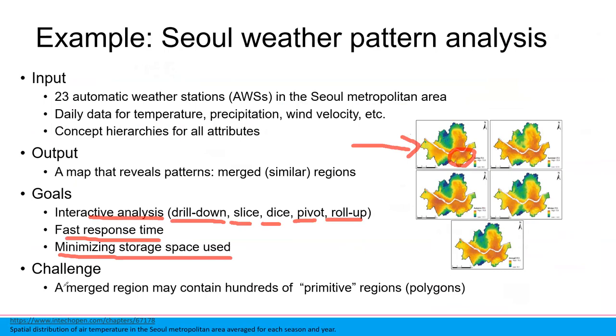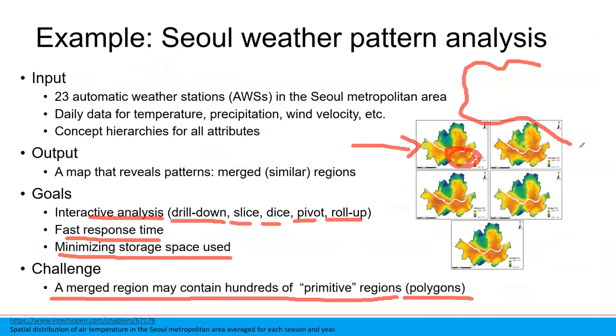The challenge is that a merged region may contain hundreds of primitive regions or polygons. For example, in Gangnam-gu, maybe the region is like this one, and it is not a square. In Gangnam-gu there may be another dong, and another dong like this one, and it is a polygon. So it is difficult to understand, but usually in spatial data we use this kind of polygons. We call them polygons.